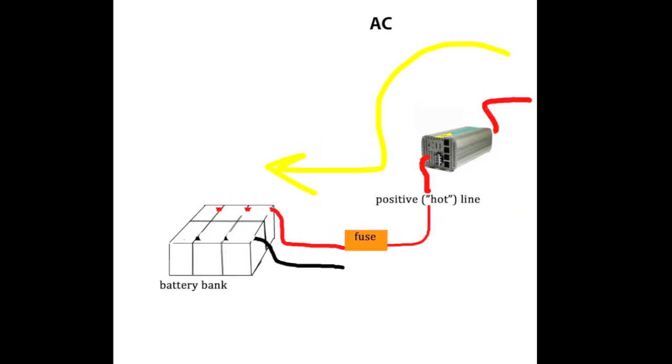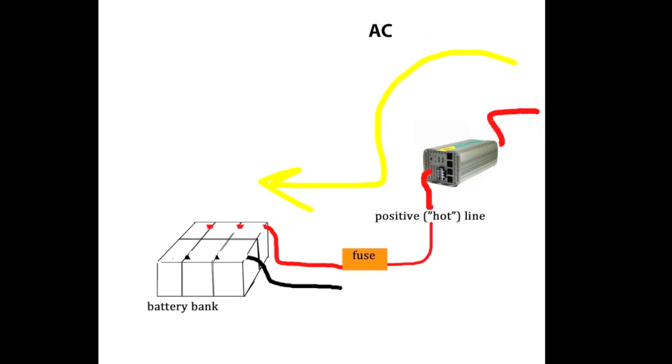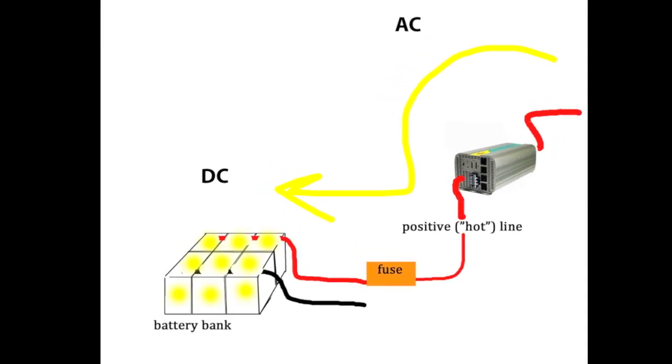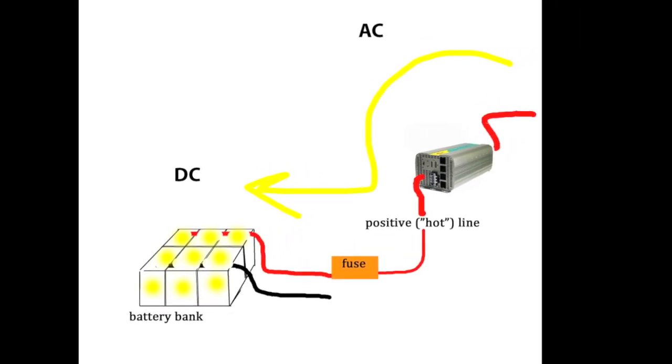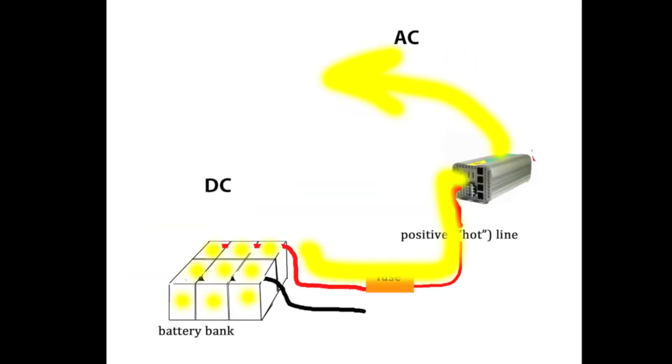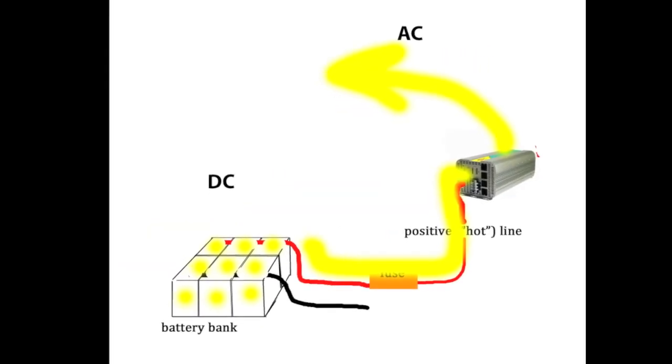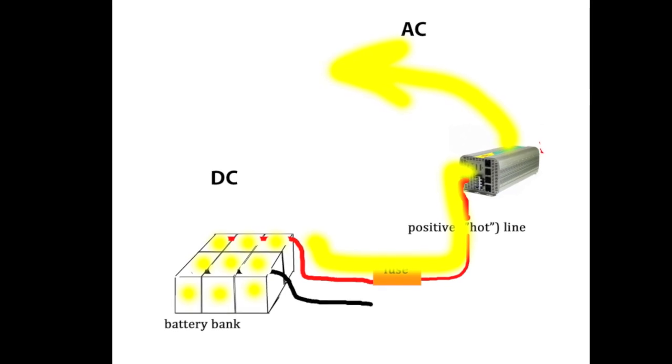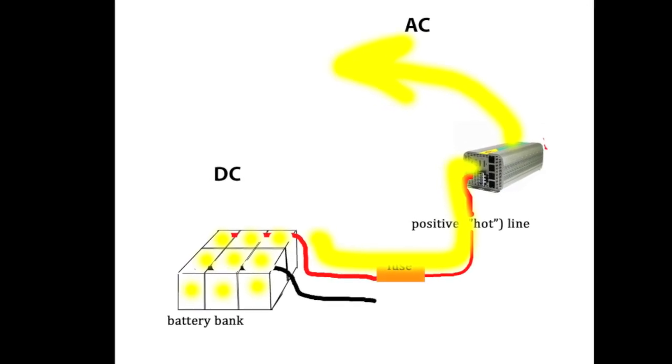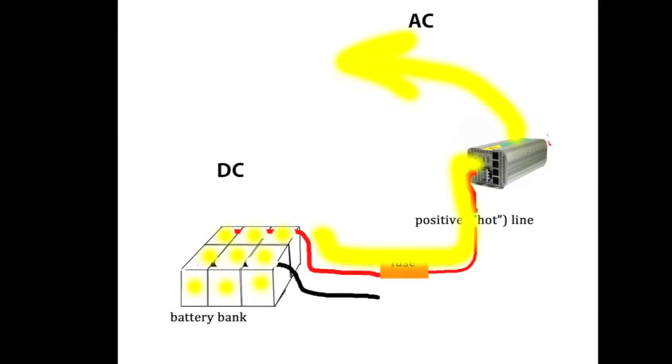Here's how the inverter works. It draws AC power from outside the van, and it will dump that into your battery bank as DC power. When you want to withdraw that from the bank, it will convert it back to AC. If you don't need AC, then you can just draw it straight from the battery bank as DC power.